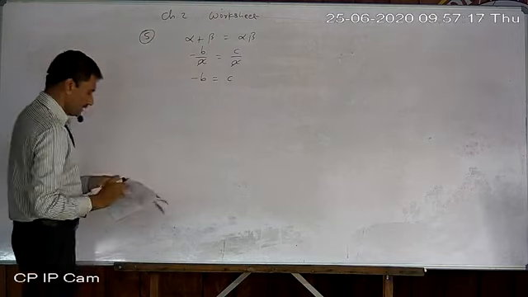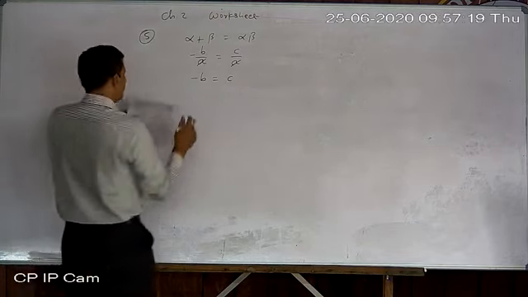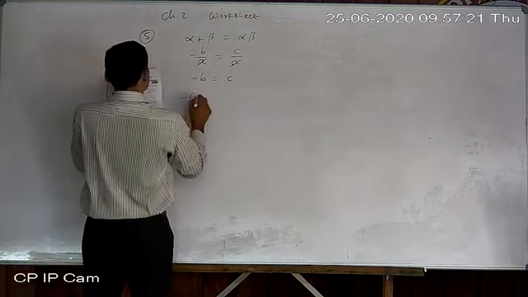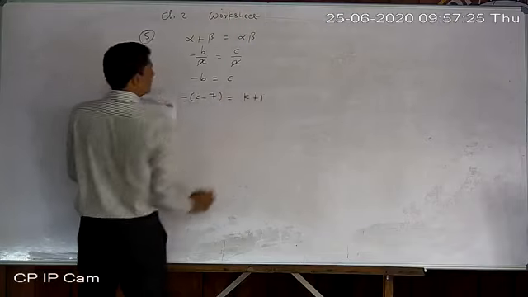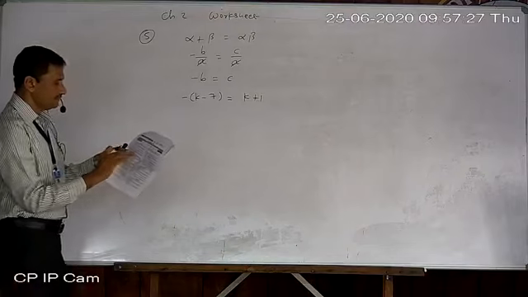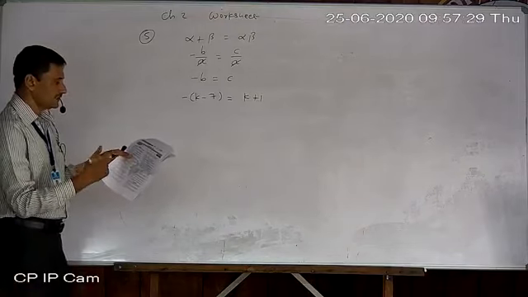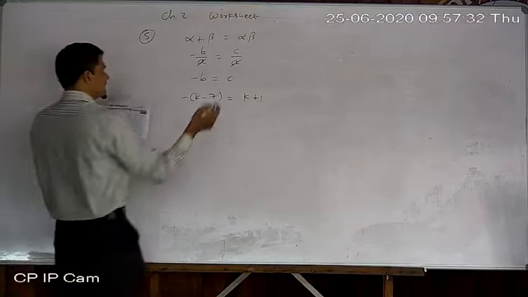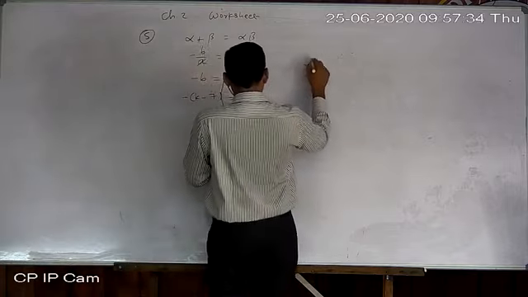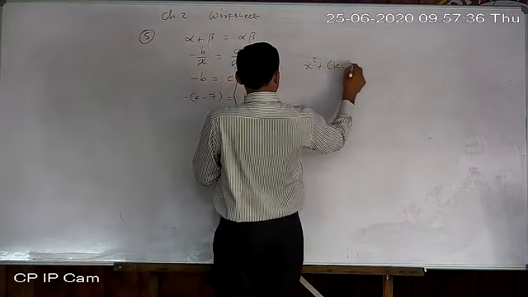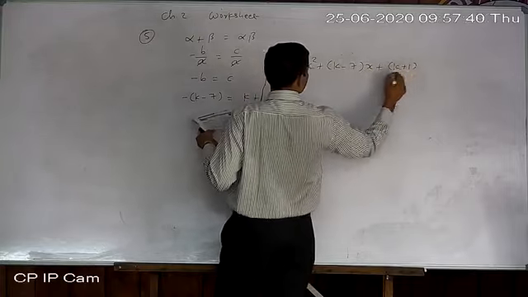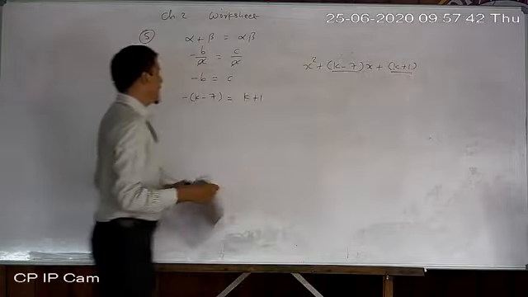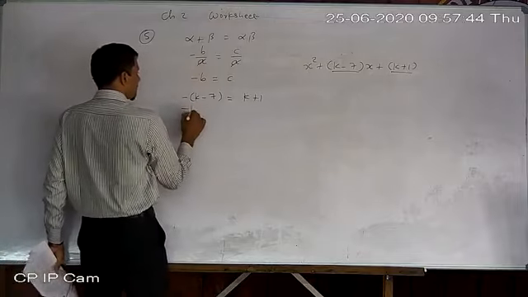Now look at the equation. I am not writing it here. b is nothing but k minus 7 and c equal to k plus 1. The equation is given like this: x square plus k minus 7 x plus k plus 1. So that is c and that is b. Now just solve this equation.